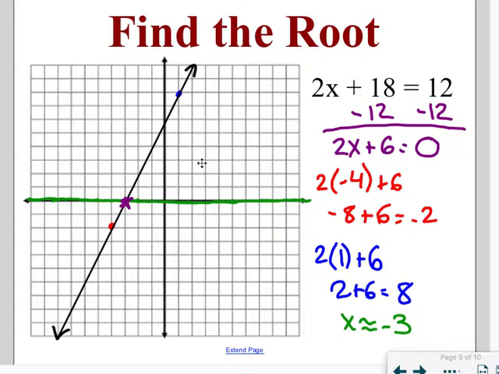So for x values, I picked -4 to start, giving me that -2 red point down here, and then I picked +1, giving me an answer of 8 up top. When I look at where it crosses, x is approximately equal to -3. If you have questions about the graphing, please let me know when you get to class.